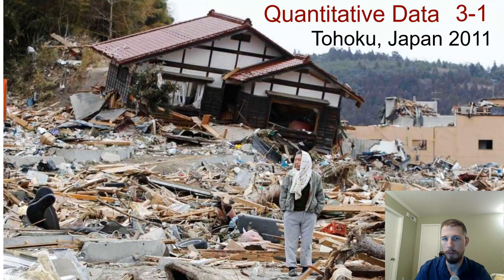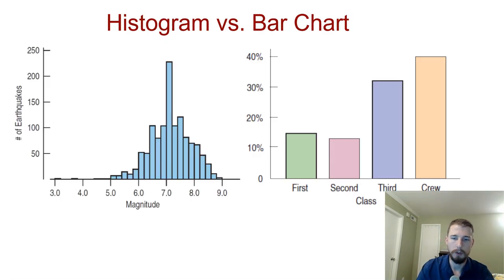One of the first things we would want to do is graph out all of the data that we had on earthquakes and their magnitudes. One of the easiest ways that we would graph that out is to look at a histogram. A histogram looks pretty similar to a bar chart, but it differs because bar charts are used for categorical data, whereas histograms are used for quantitative data.